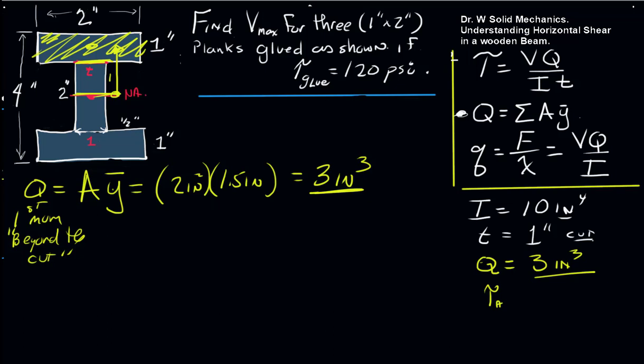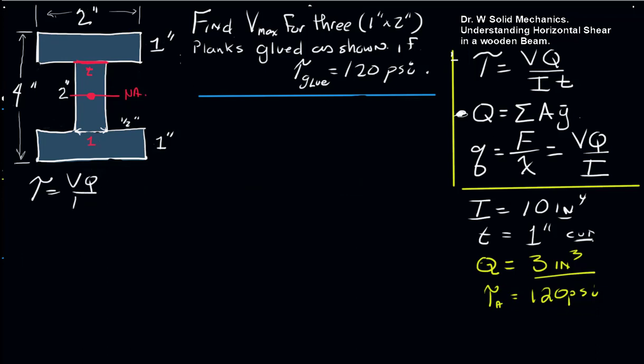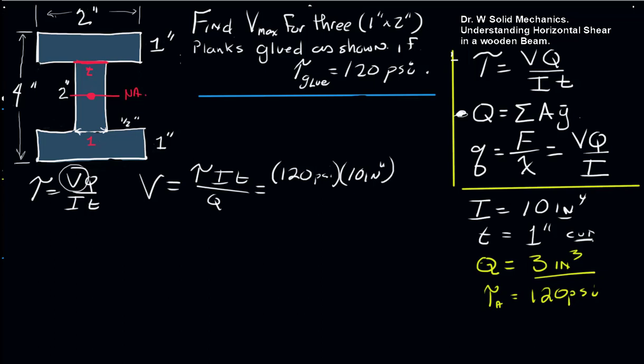And we have a tau allowable of 120 psi. And with that, we have all of our data to solve this problem. If tau is VQ on IT, we want V out of that. So V will be tau IT over Q: 120 psi, 10 inches to the 4th, 1 inch cut, over 3 inches cubed. And if you check these units, pounds per inch squared, you'll see that this inches squared, we'll take away 2 of those, and we have inches cubed left, which cancels with this inches cubed, and we're left with only pounds here.